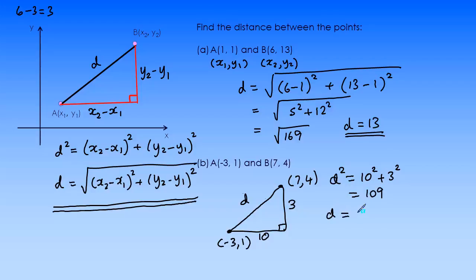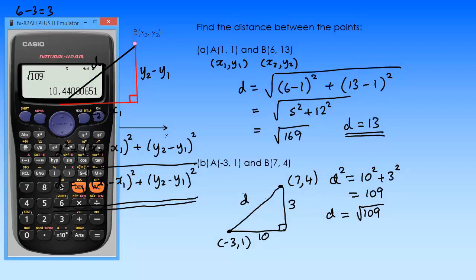So d is going to be the square root of 109. Now I've already done that. We can see it's 10.44 to 2 decimal places. So let's put that in. So 10.44 units to 2 decimal places.